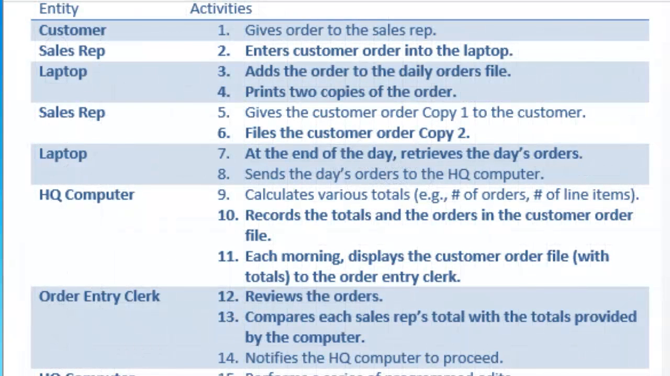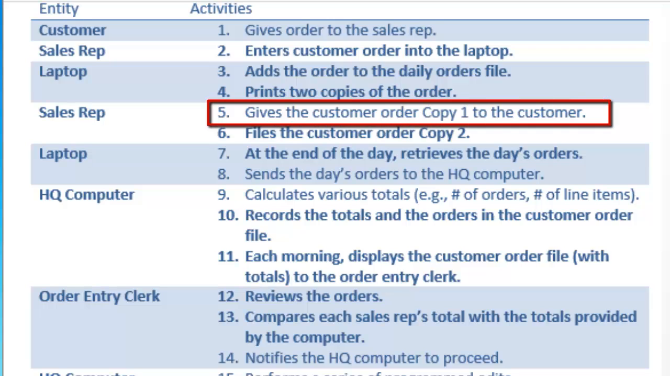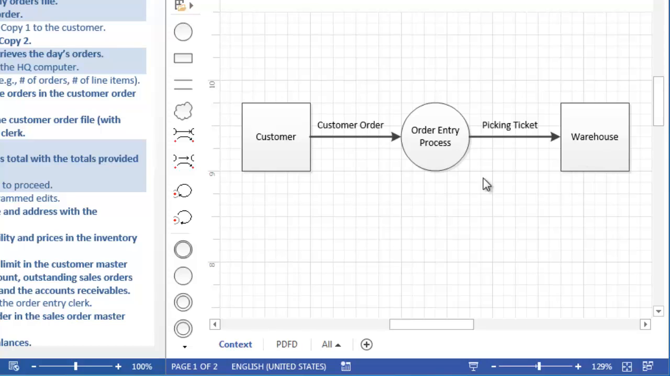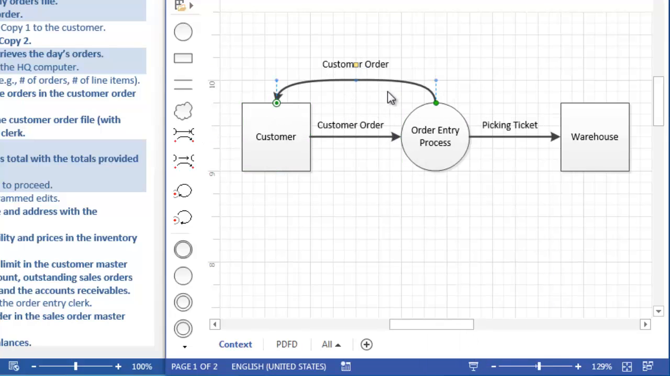Now we're not quite done yet. To this point, we have captured the obvious data flows, but we need to revisit our activity entity table and make sure we haven't missed any data flows. For instance, if you look here at item number 5, it says the sales rep gives copy 1 of the customer order to the customer. Let's add that to our diagram. Now we didn't capture this in the entity activity table, but what is that copy 1? What purpose does it serve? Well, it serves as a customer order acknowledgement. And so we're going to label it such since the context diagram is a logical diagram.